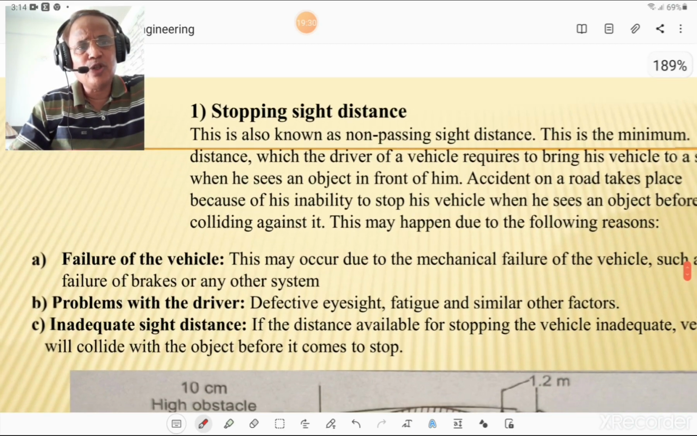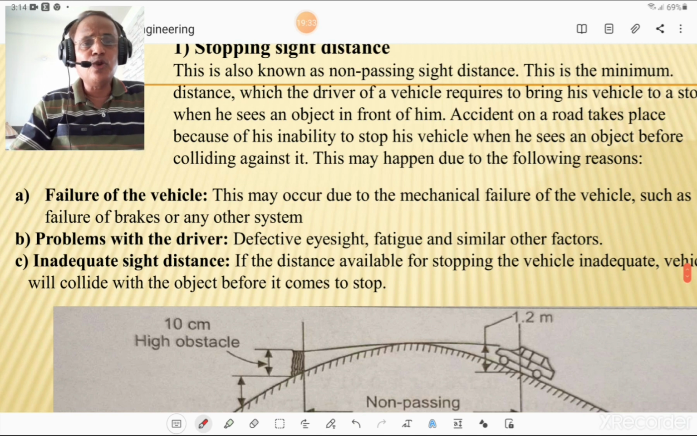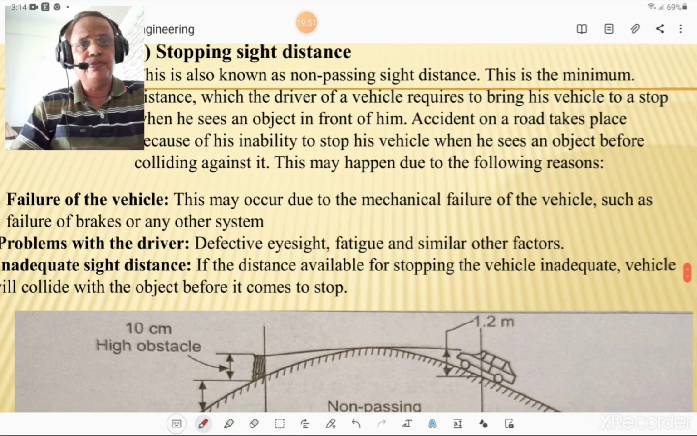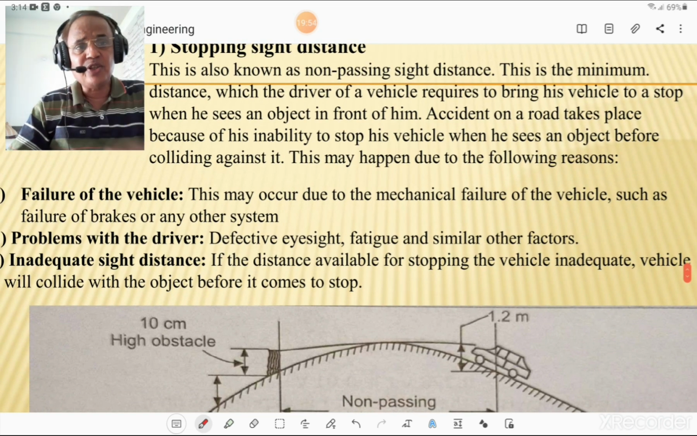Then we will discuss the stopping sight distance. This is also known as the non-passing sight distance, and the first one is called the passing sight distance. Overtaking is the passing and stopping sight distance is the non-passing sight distance. This is the minimum distance which the driver of a vehicle requires to bring his vehicle to stop when he sees the object in front of him. Accident on a road takes place because of his inability to stop his vehicle when he sees the object before colliding against it. This may happen due to the following reasons: failure of the vehicle.